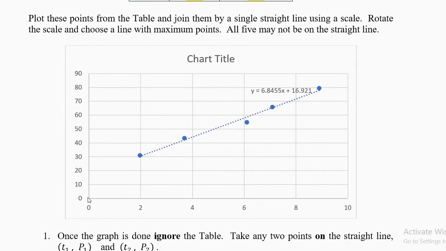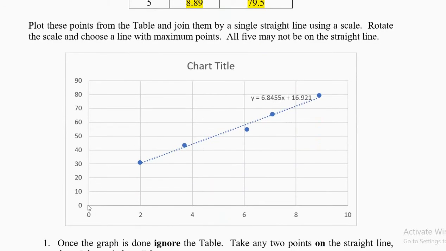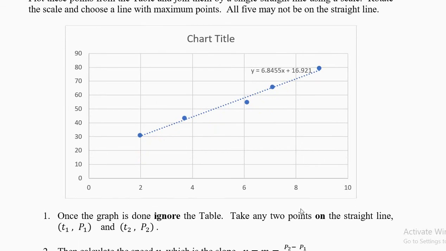So you start with 0. Please do not start with 31. Your graph will not be right. You have to start with 0, 10, 20, like that, go up to about 100 centimeters. And here you'll need about 10 seconds. So 1, 2, 3, 4, 5, 6, 7, 8.